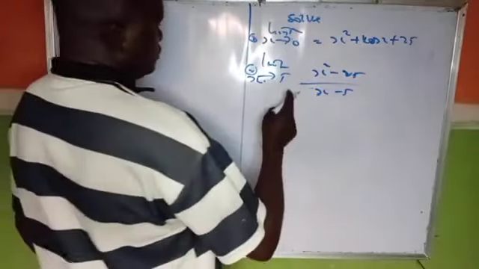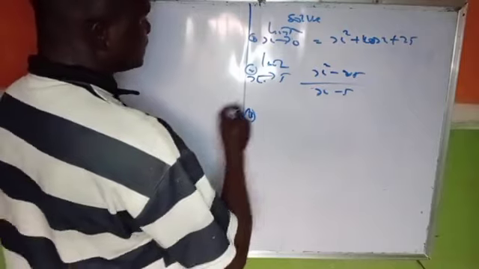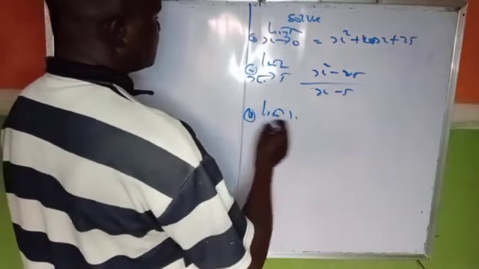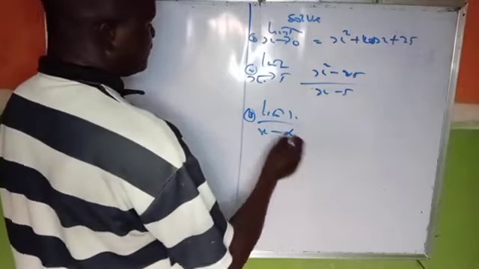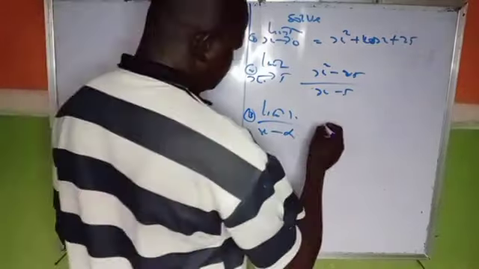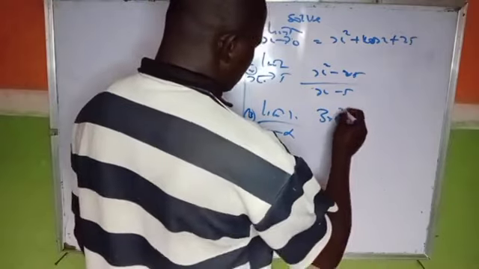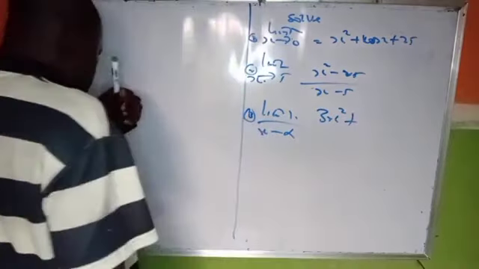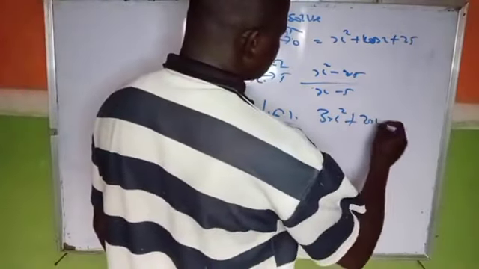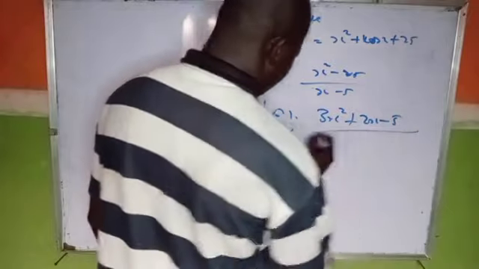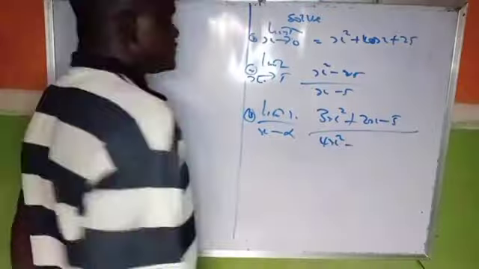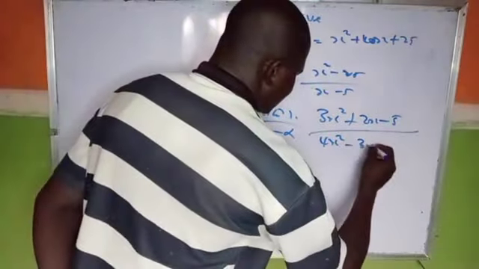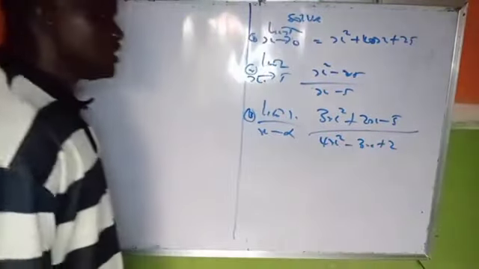Then look, question 4. Let's say you have this. Here you have 3x squared plus 2x minus 5, over 4x squared minus 3x plus 2.